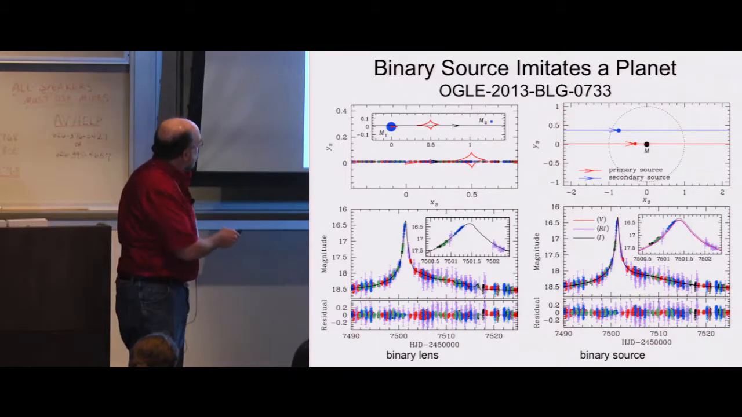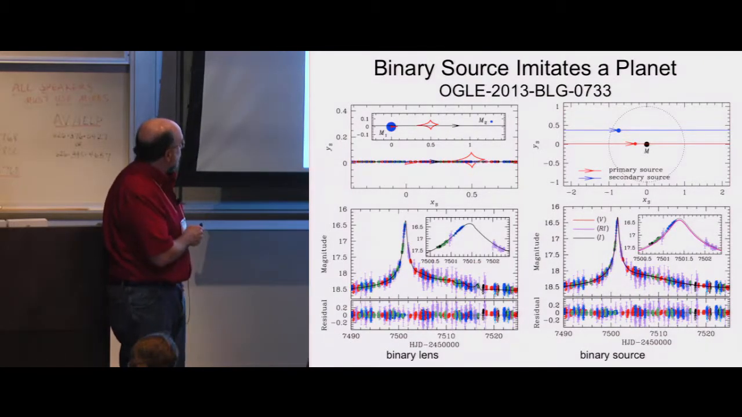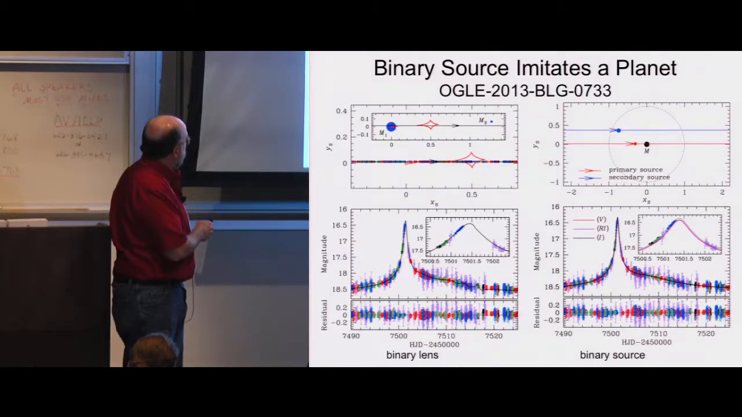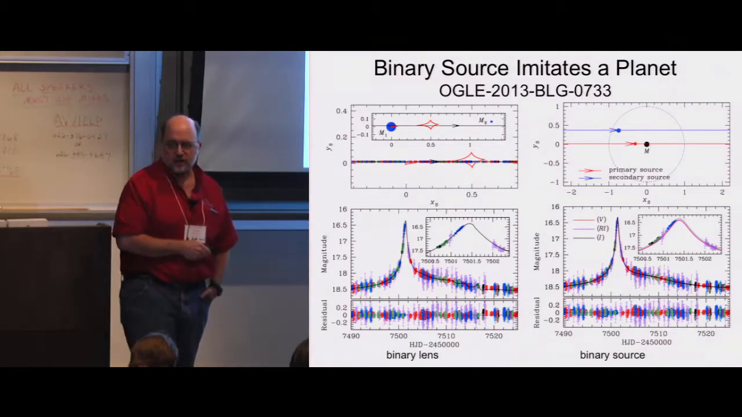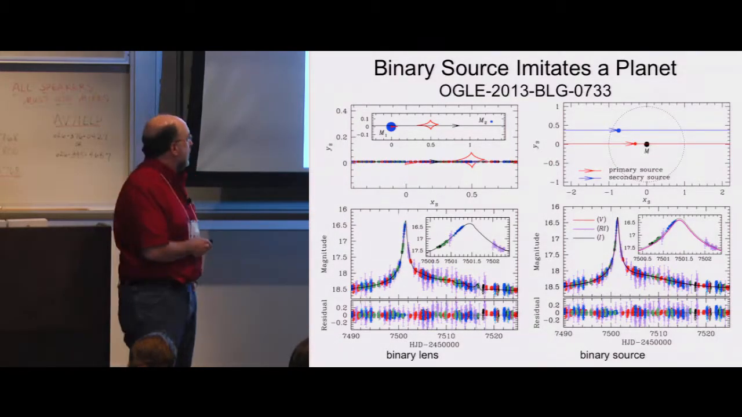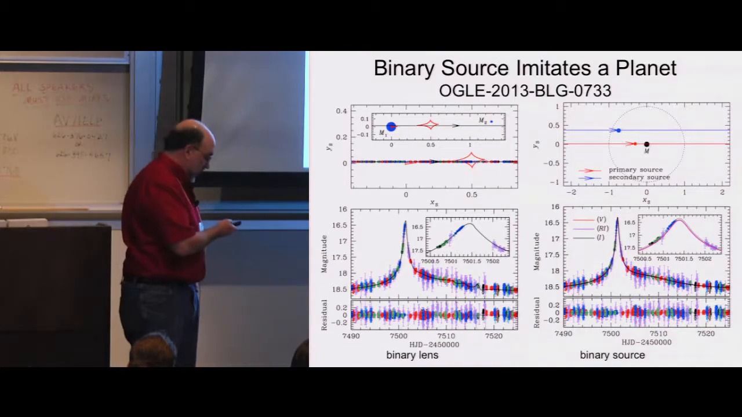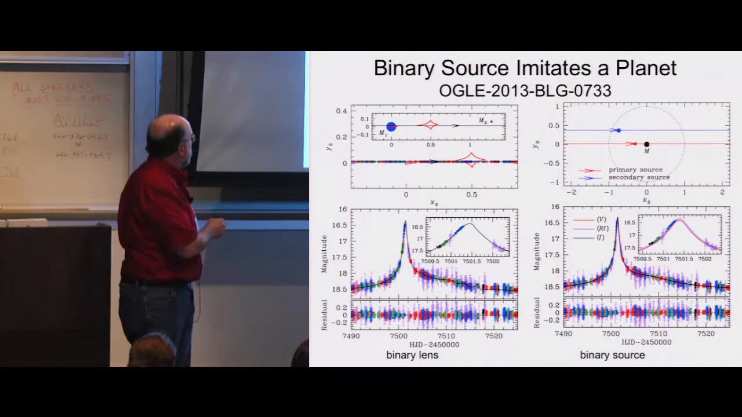Okay, so here's a case where you have a planetary model for this event and also a binary source model, but there are a couple of strange things about the planetary model. First of all, the source is going almost directly down the lens axis. That's a little bit unlikely, but of course it does give us more chance to detect the planetary signal, so maybe there's some bias in favor of it.